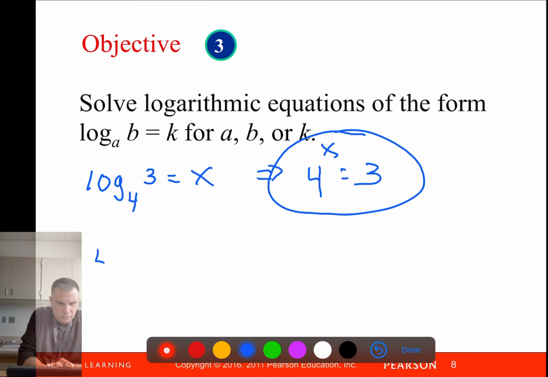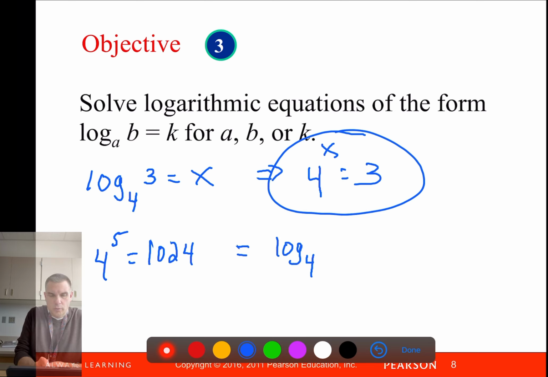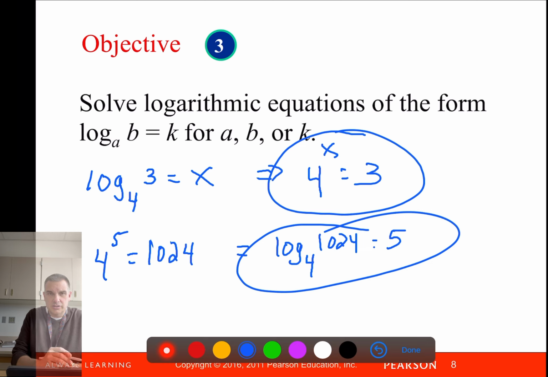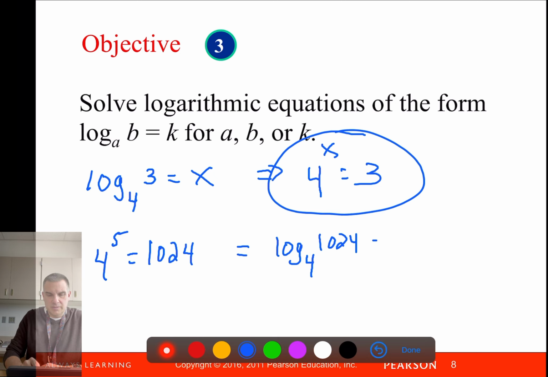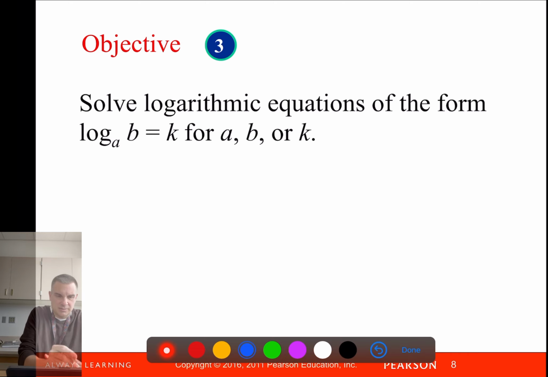Okay, let's go 4 to the 5th equals 1024. This is in exponential form, so we want to take it to logarithmic form. Logarithmic form is going to be log base 4 of 1024 is equal to 5. And there's your solution, and you're done. So we have to really be able to go both directions. We have to be able to convert logs into exponents, and we need to be able to convert exponents into logs. So let's take one more look at a logarithmic one. Let's do one more that's written in log, and we'll put it in exponential form, and then we'll move on to this next objective.